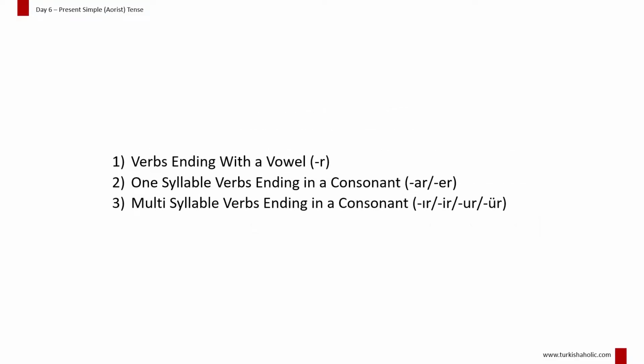Forming present simple tense with the aorist suffix requires that you know the three ways of conjugating these verbs from their root. The first is verbs ending with a vowel, the second is one-syllable verbs ending in a consonant, and the third is multisyllable verbs ending in a consonant.